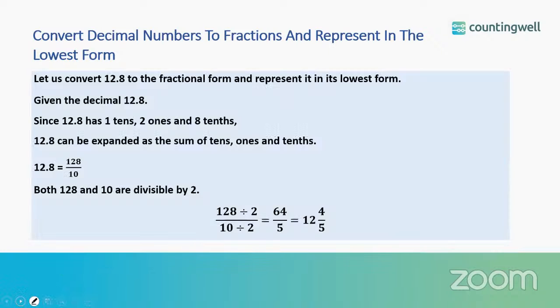Now the next step is to simplify it. So 128 by 10, both are divisible by 2. So we divide both the numerator and denominator by 2. So you get 64 by 5.